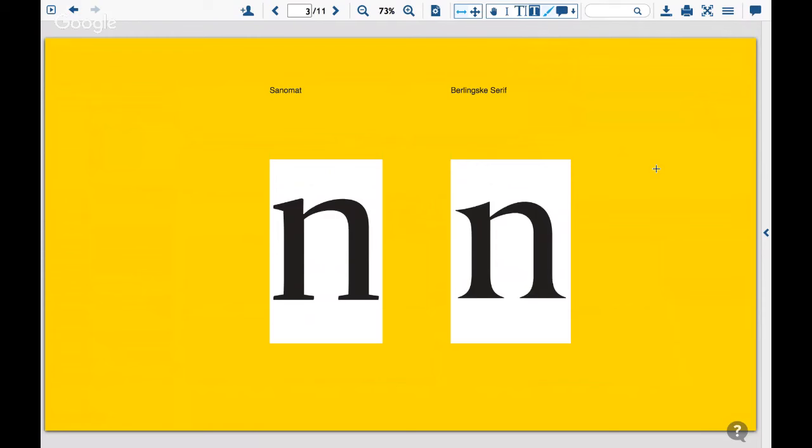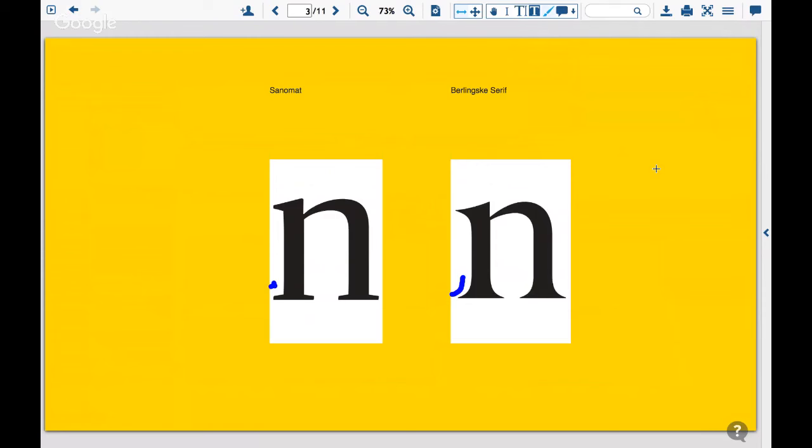Yeah, it's interesting because it reminds me of those painted serifs from Roman days where they just swoop upward. It's a really elegant, fluid movement, but Sanomat is more, we've got those cuts. It's very abrupt right there, whereas we have the nice fluid motion over here. Let me move this over. Okay.